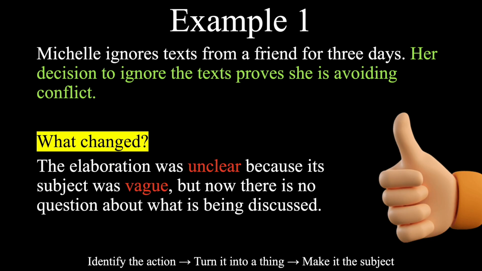What changed is that the elaboration before was unclear because the subject was vague. It was just the word this. Now, however, there's no question what's being discussed. Her decision to ignore the texts is what proves she's avoiding conflict. You know exactly what I'm talking about. I'm committing to one interpretation of the evidence I gave, which was that Michelle is ignoring these texts for 3 days. I'm committing to one idea and I'm explaining that. I'm not being lazy. I'm being diligent in what I'm saying and my thoughts are clear for my reader.